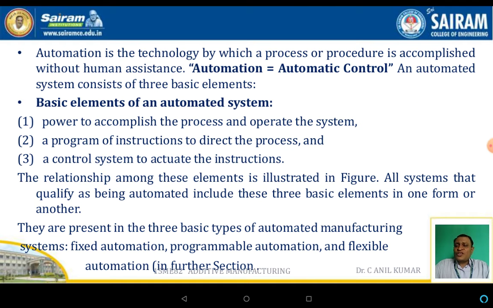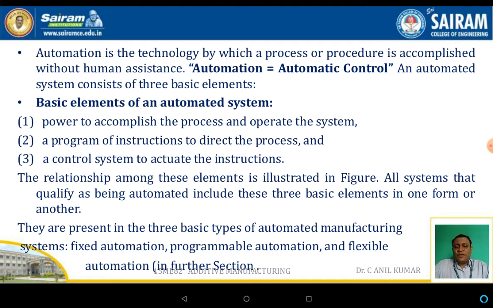Now, automation is the technology by which a process or procedure is accomplished without human assistance. Normally, automation is nothing but automatic controls. An automated system consists of three basic elements: the power to accomplish the process and to operate the system, the program of instructions to direct the process, and the control system to actuate the instructions.